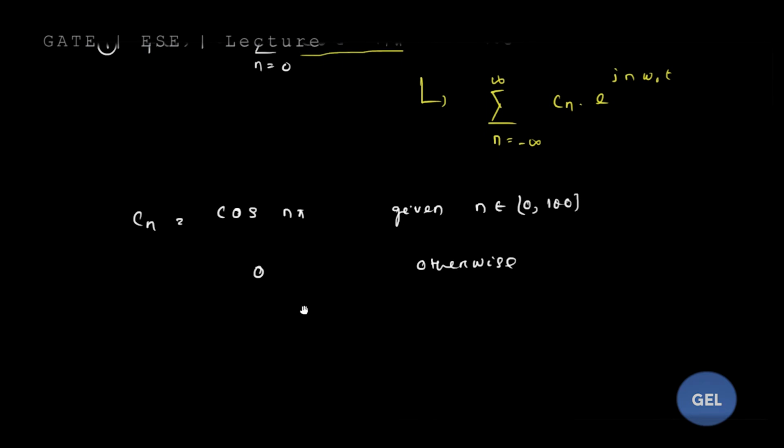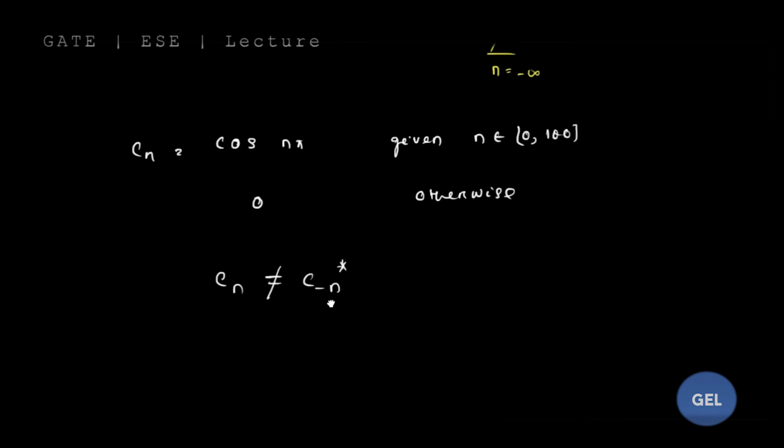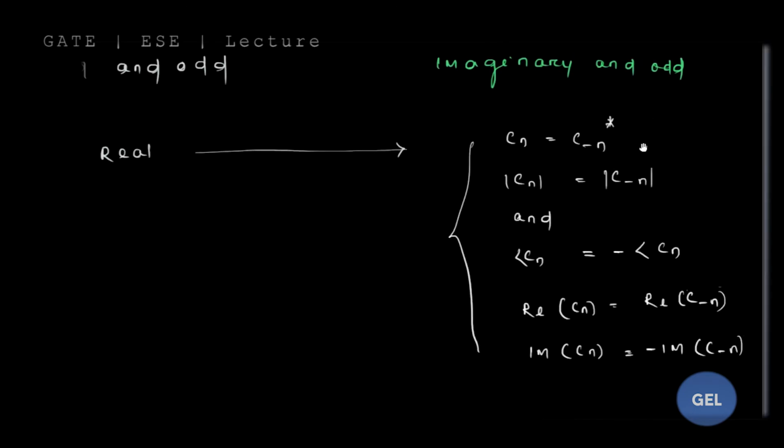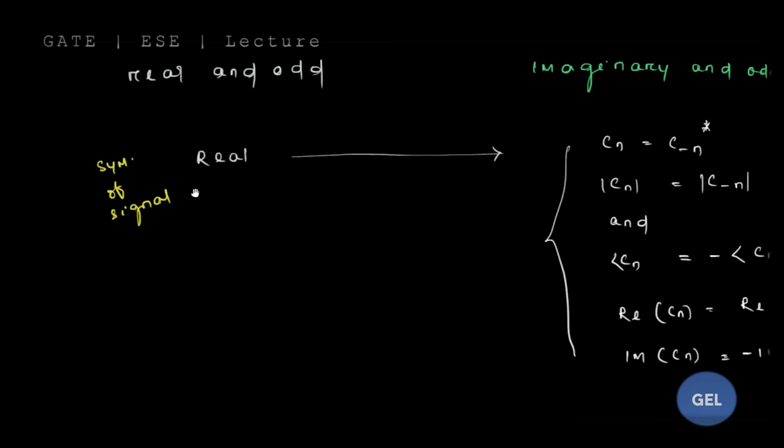That means c of n will never come out to be equal to the conjugate of c of minus n. You understand? Because c of minus n will be 0. For negative values of n, it is 0. So c of minus n will never come out equal to c of n. So this condition is dissatisfied. That means it is not real.